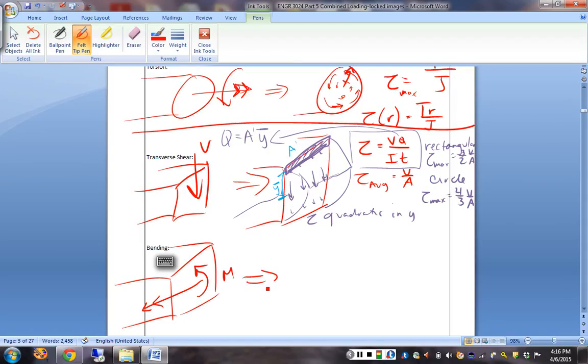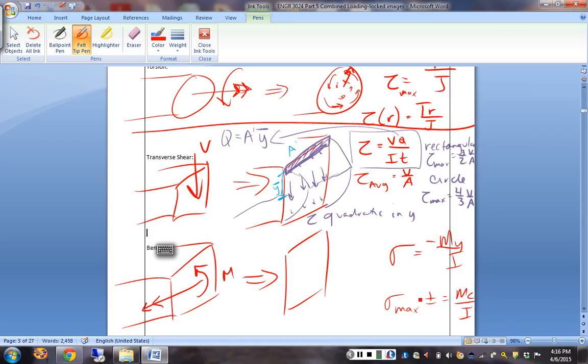Okay, what does this result in? It results in normal stress that we calculate how? If we have a big... That's the one. And sigma max is plus or minus MC over I, if you have a symmetric cross section.